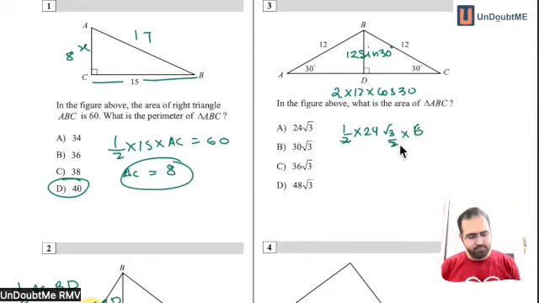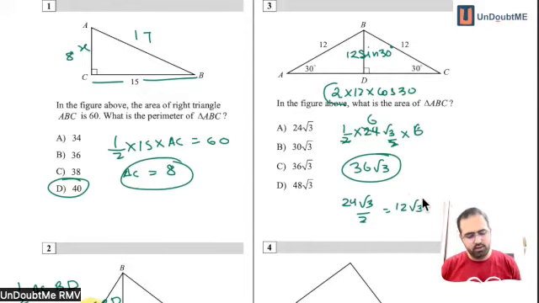Base will be 24 root 3 by 2. That will be 12 root 3. It's fine. When you solve it, you'll get the same answer. I just kept the raw value only. So in the end, you should get the answer as 36 root 3.